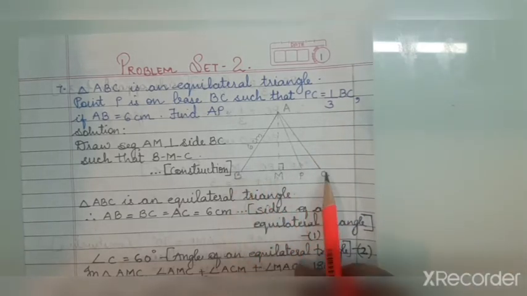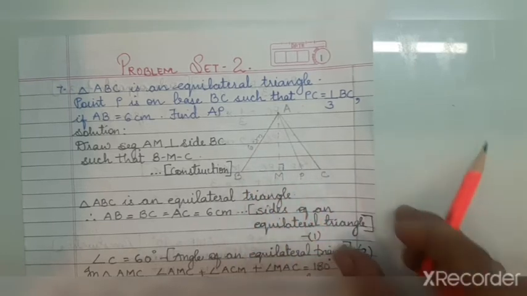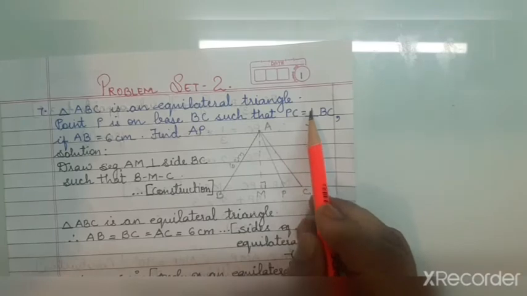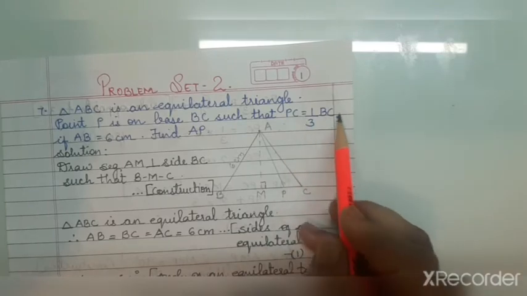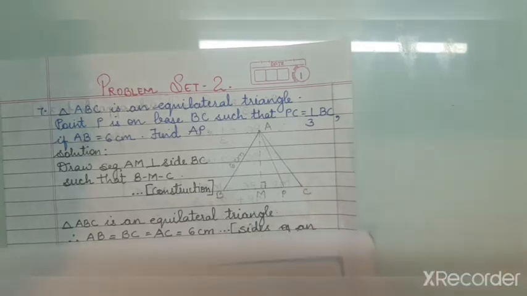Yes, we know BC because BC is the side of an equilateral triangle. If one side is 6, all the sides are 6, that we have also mentioned. Okay, so since PC is equal to 1/3 BC, we can find PC by putting the BC value. So that is what we are going to do now.